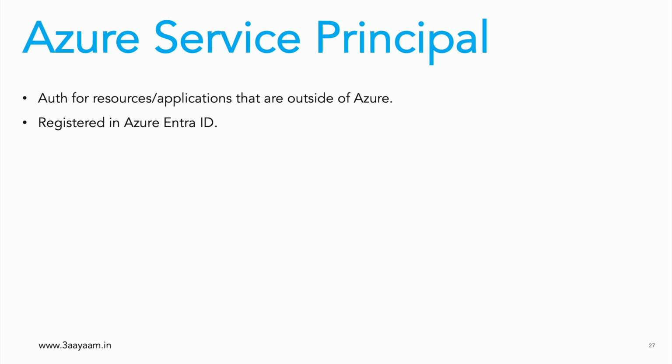So first, let us go ahead and create a managed identity, both system assigned and user assigned. And then I'll show you how we can use service principal, how we can register an external resource or application in Azure Entra ID for service principal.